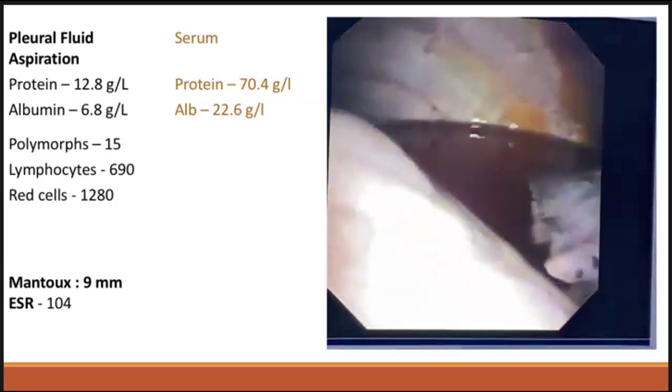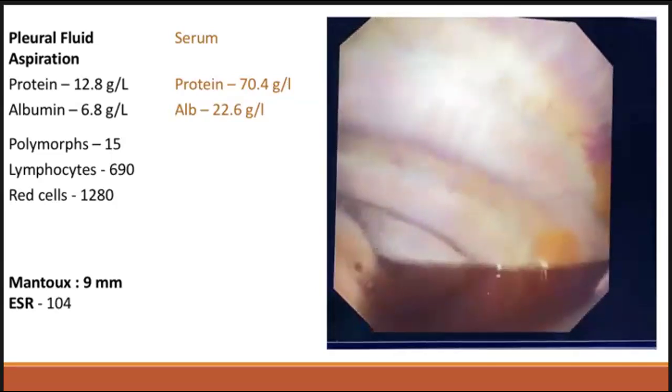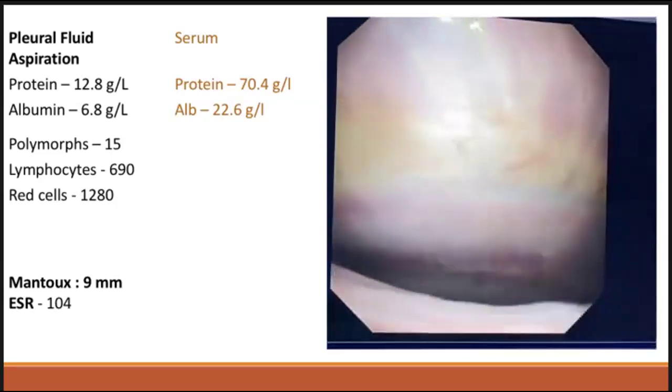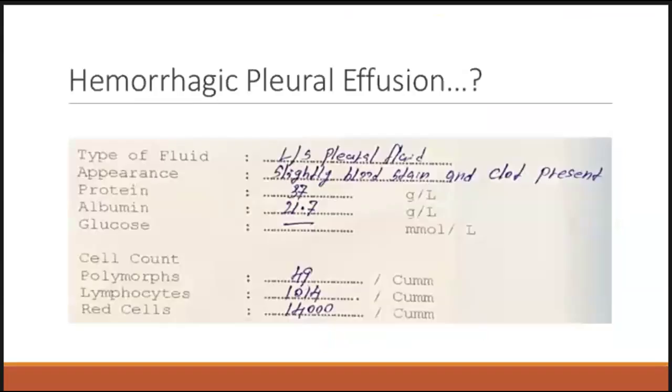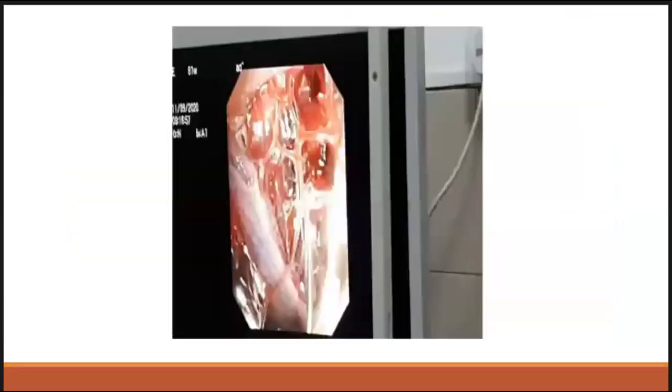So sometimes, to do or not to do, we might have to decide, and for the benefit of the patient, we might have to do it. Because sometimes it is very important to diagnose these patients properly. Hemorrhagic pleural effusion is one of the important things presenting in chronic renal failure patients. It might be a feature of uremic pleural effusion, but it can have other diagnoses as well.